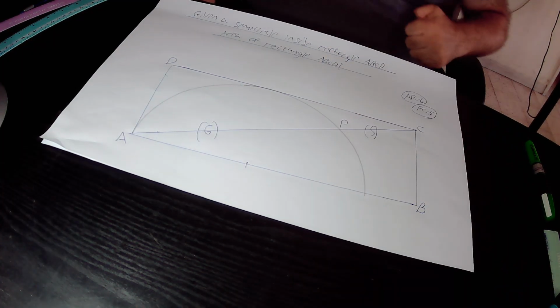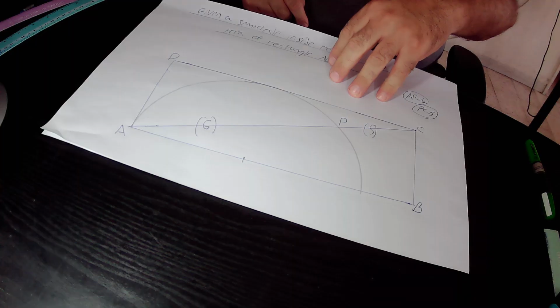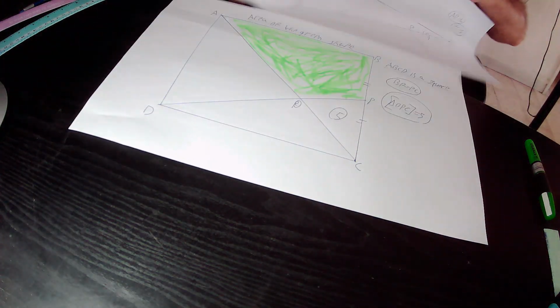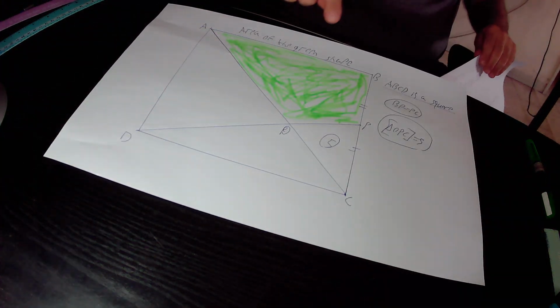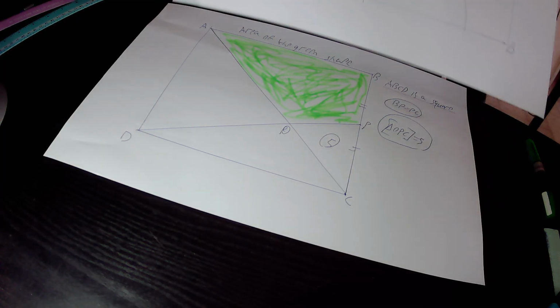Hello, in this lecture we answer two questions. In the first question we find out the area of this rectangle ABCD, and in the second question we find out the area of this green shape that is inside square ABCD. So we start with the first question.